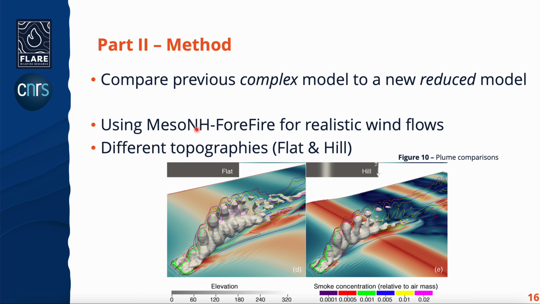We're going to still use MesonH for fire to obtain realistic wind flows, and in this case we're going to compare the models across different topographies. So we chose an idealized flat terrain and an idealized hill terrain, and as you see, the differences in terms of plume shape, but also plume height and different ground wind values are quite evident from the simulation. So if we test the models in different configurations, we're also more certain of its ability to generalize across different wind flow conditions.